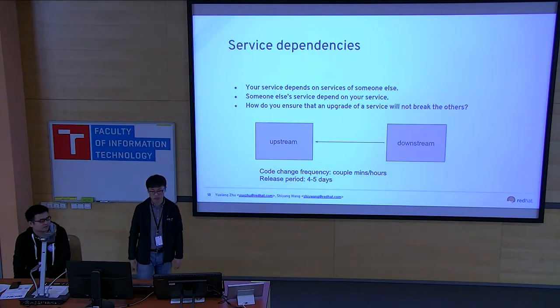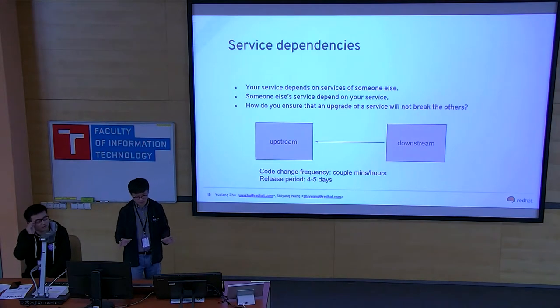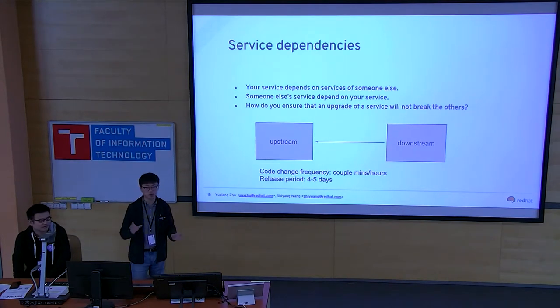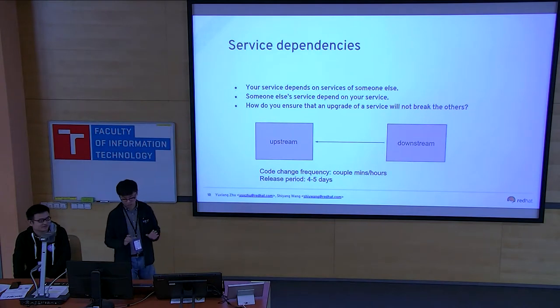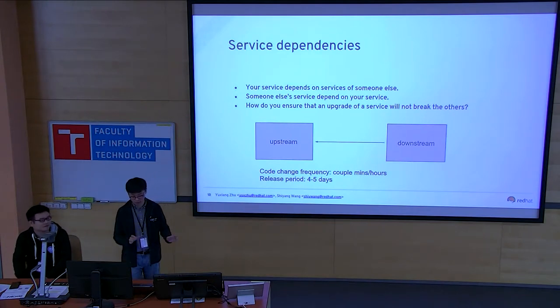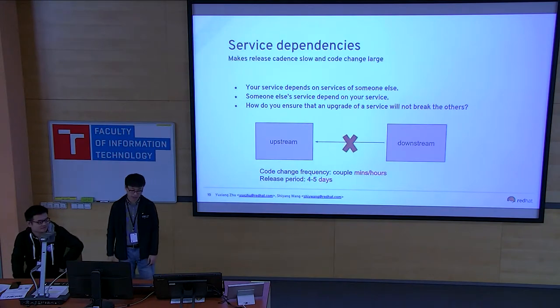But due to the system complexity and a lot of interleaved service dependencies, the release sometimes could be really hard, because you have to make sure all those components, all those dependencies pass the CI. It's a complicated release process, and it sometimes took 4 or 5 days. This difference makes your code changes accumulate for 4 or 5 days, so that each release will accumulate a lot of code changes.